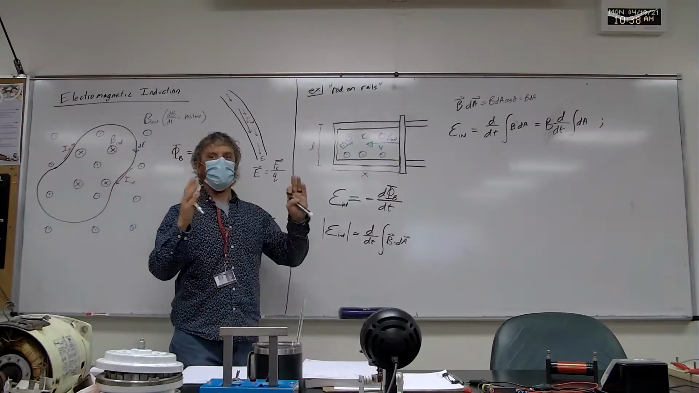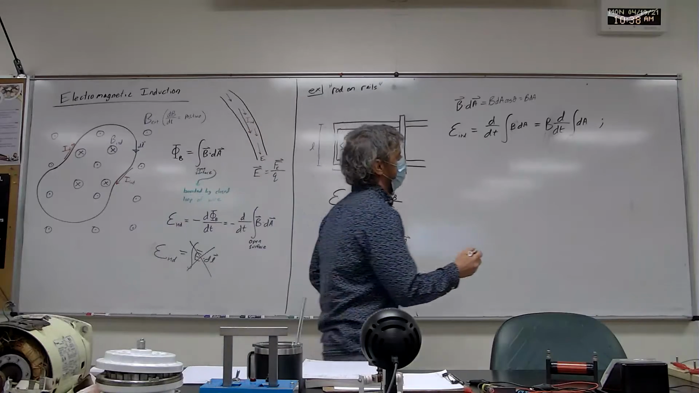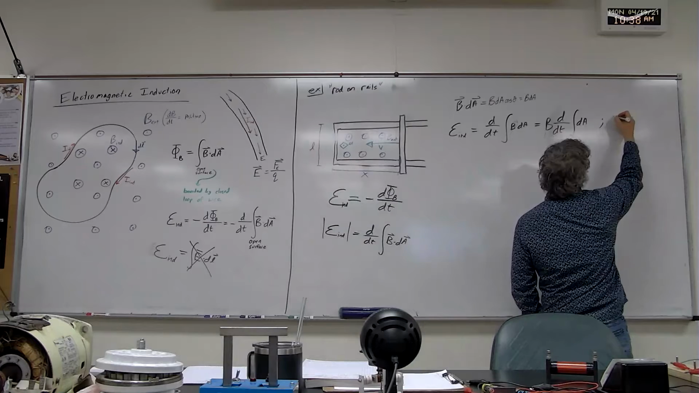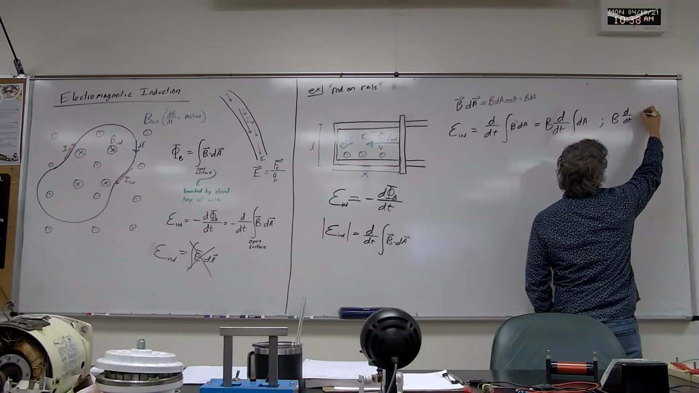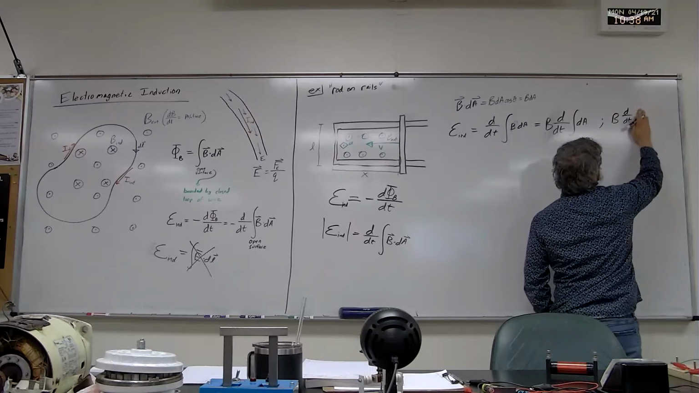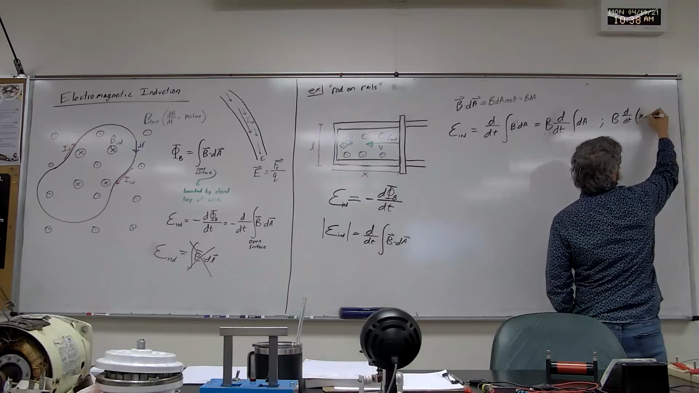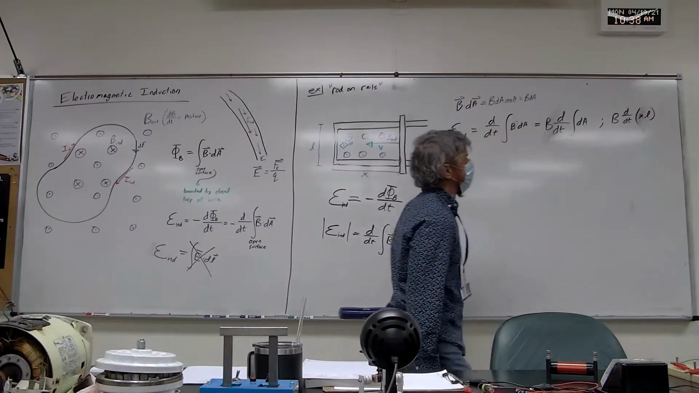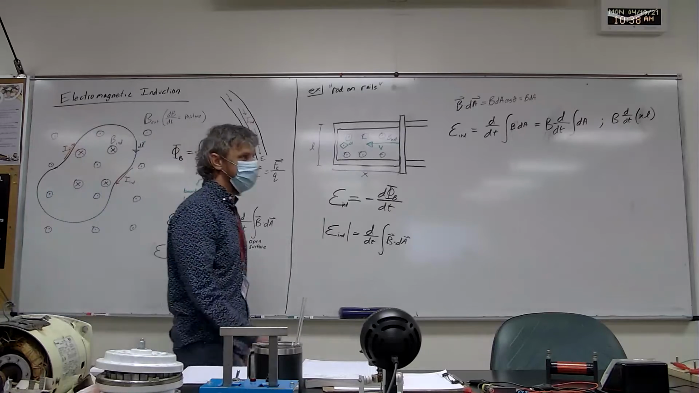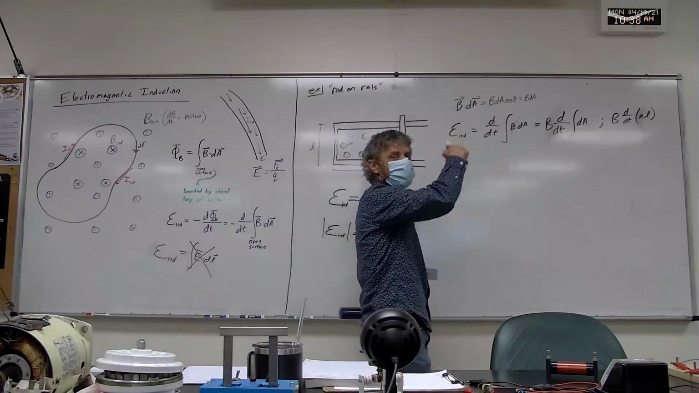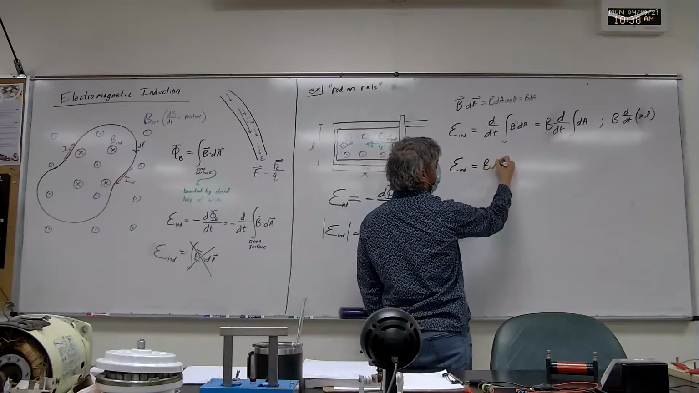That's going to be, yes, I'm sorry. The integral of dA, well, let me write it like this. B times the derivative with respect to time of the total area, which as we know is X times L, right? Now one of those is constant. The L is constant, so I can pull that out too. The induced voltage is then going to be BL.